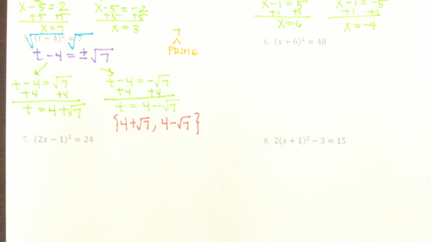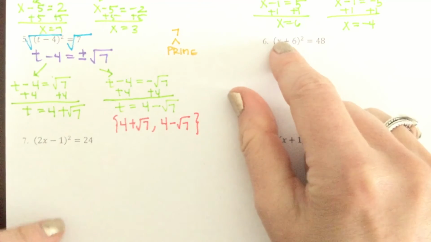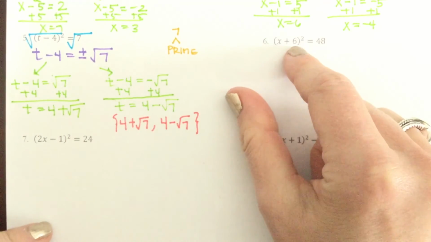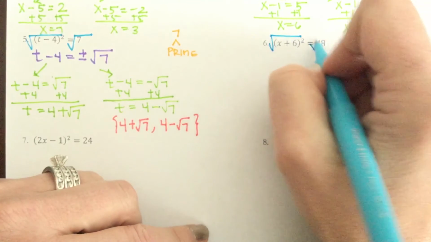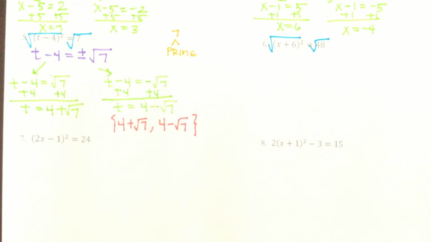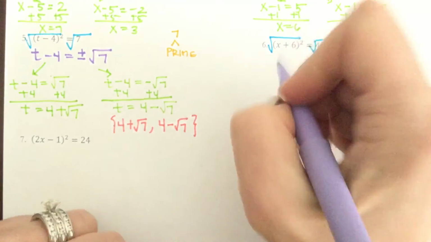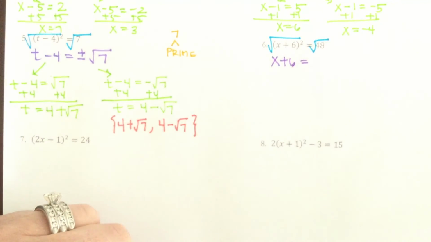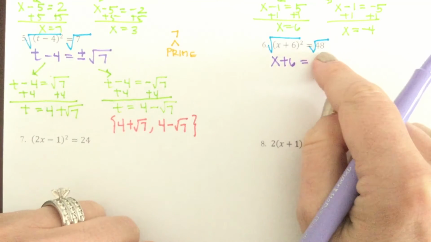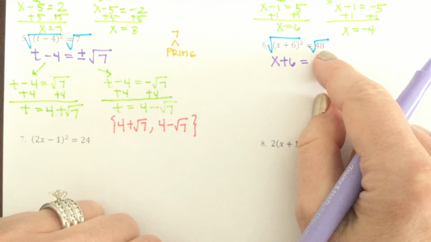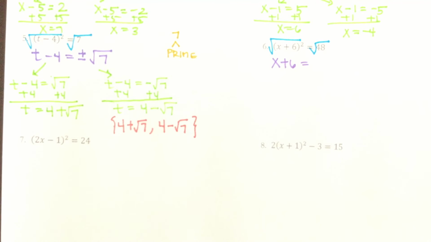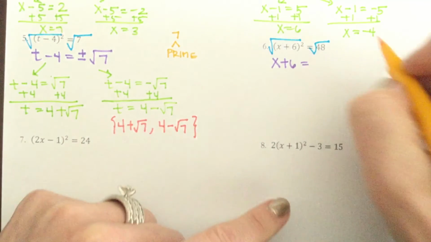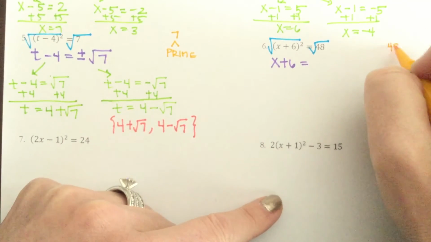In our second example, number 6, again, we have our variable. It is located inside of a set of parentheses that are being squared. So to undo the square, we're going to come through and square root both sides. On the left-hand side, x plus 6 squared just becomes x plus 6. But on the right-hand side, 48 is not a perfect square. So we can't just take the square root. But we should come out to the side of our paper and see if we can reduce the square root of 48. Okay, so can we rewrite it so that it is simplified?